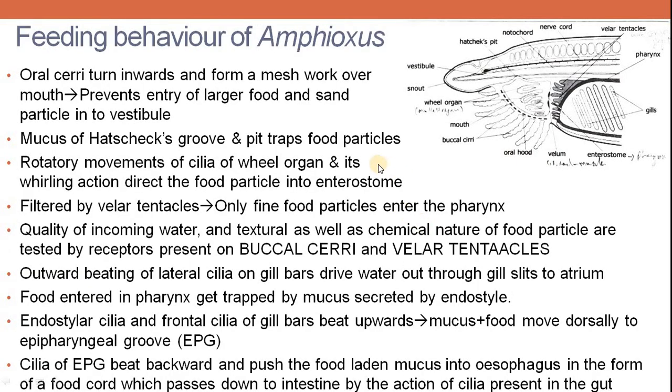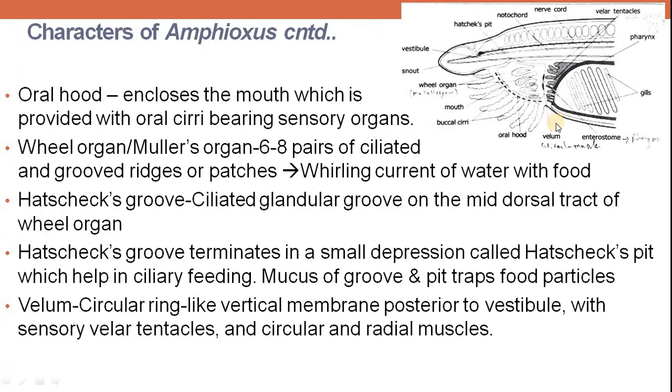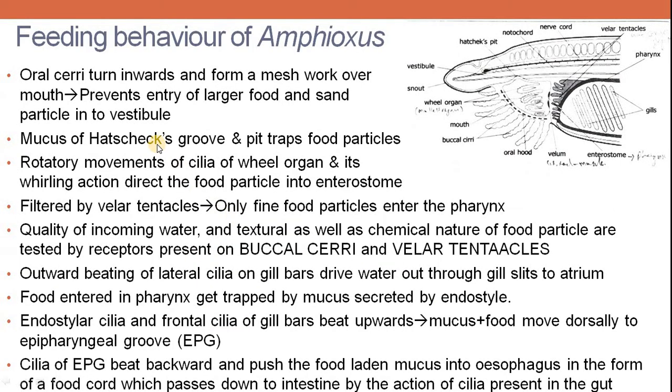Now let's see the feeding behavior of Amphioxus. Here you have seen the buccal cirri, then the oral hood, then the wheel organ, and the enterostome or velum. The central hole of the velum is called the enterostome. Then, projecting backward, there are velar tentacles. We have already discussed these structures, and with all those structures, we can discuss the feeding behavior of Amphioxus.